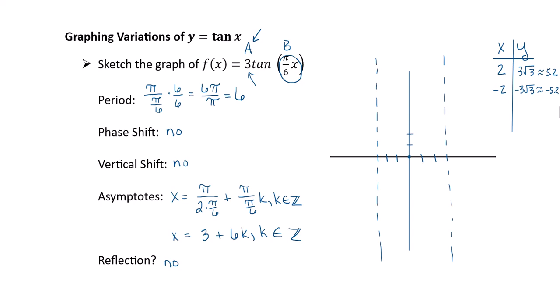So 1, 2, 3, 4, 5, 6. At 2 we're at about 5.2. And 1, 2, 3, 4, 5, 6. At -2 we're at about -5.2. And just try and make the tangent graph as smooth as you can, drawing through, getting closer to those vertical asymptotes.